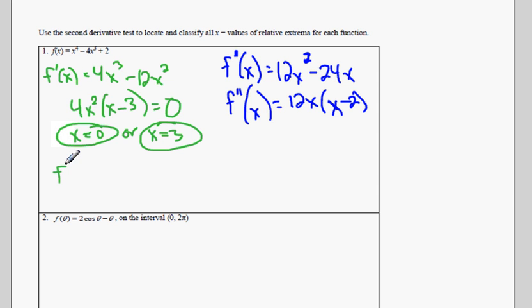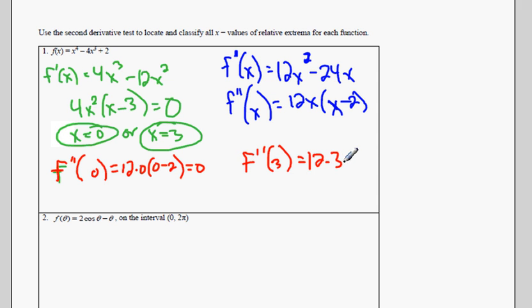So now what I'm going to do is take that second derivative and substitute in 0. And then let's also substitute in 3. So when I substitute in 0, I'm going to get 12 times 0 times 0 minus 2. 12 times 0 is 0, times anything is 0.